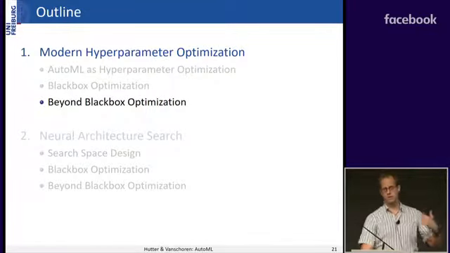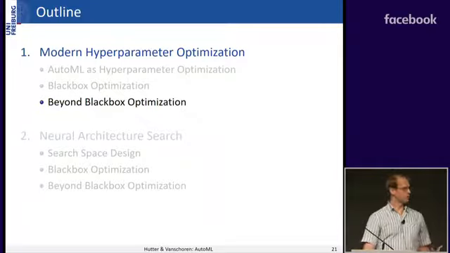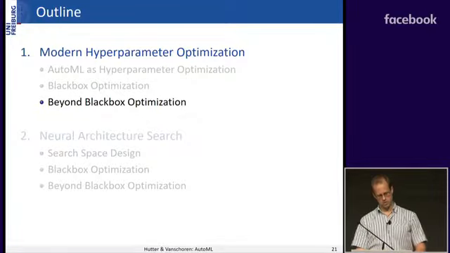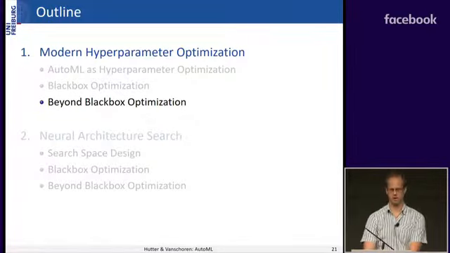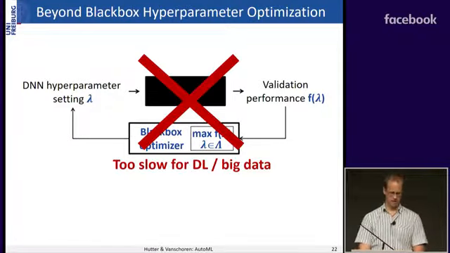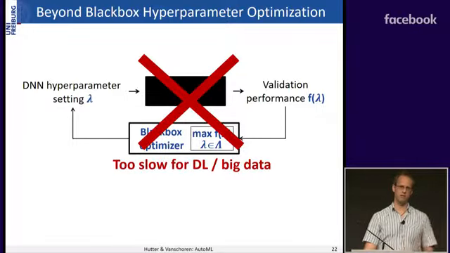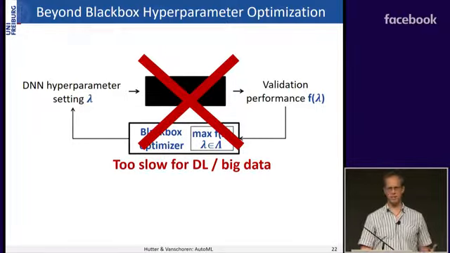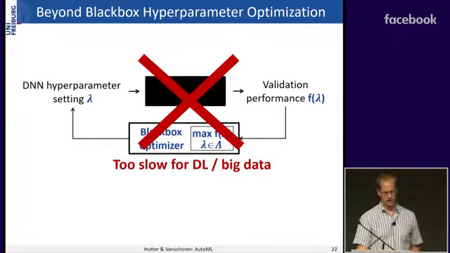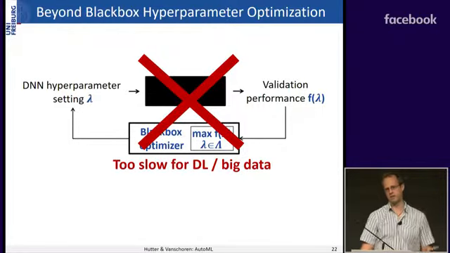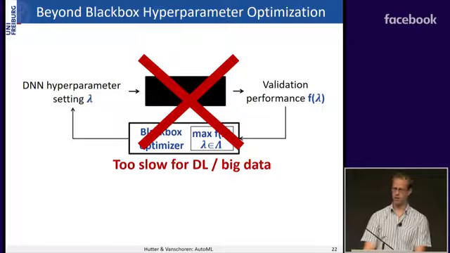All right, so that was an overview of different black box optimization methods. Now I'll talk about how to speed things up. Why do we need to speed things up? Because this black box view is just really too slow for deep learning and for big data sets. If doing a single function evaluation takes a week or so, then well, getting 50 samples would take a year, and obviously we don't have a year in order to do our hyperparameter optimization.